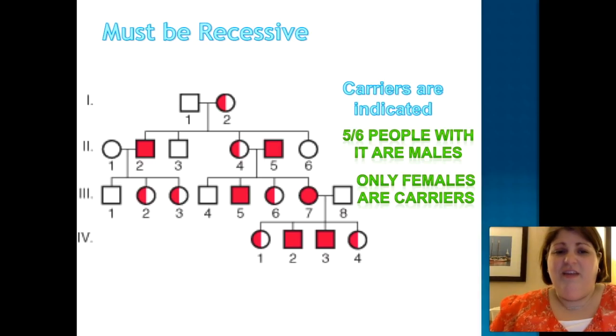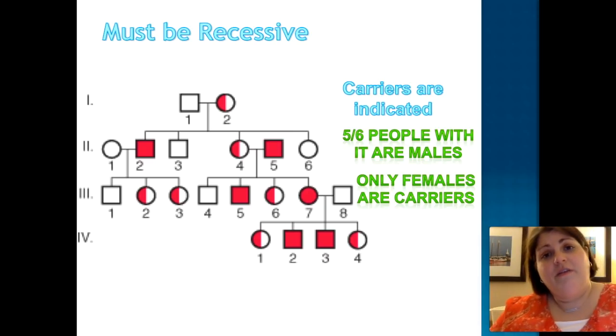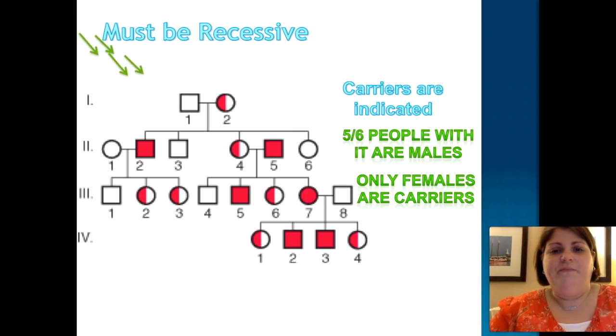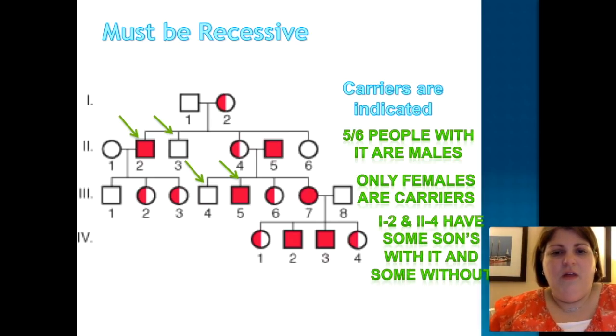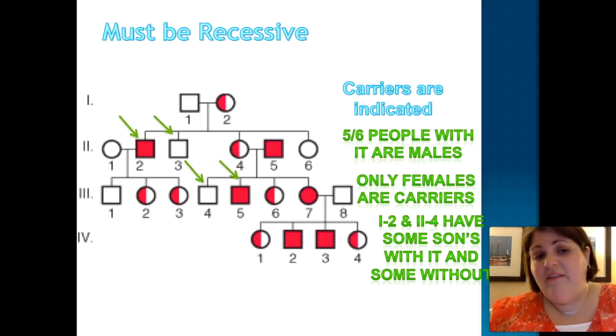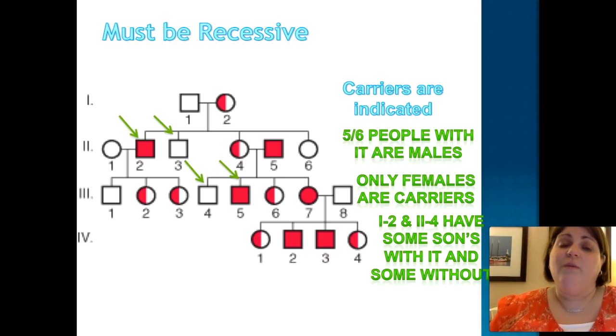We can also tell that there are a number of carriers indicated, and all of them are females. Another clue that this is a sex-linked trait. Take a look at those 4 males. They're all sons of mothers who are carriers, and some of their sons have it and some of their sons don't. Remember that sons only get their X's from mom. And so if mom is a carrier and some have it, some don't, there's a pretty good chance that it's sex-linked.